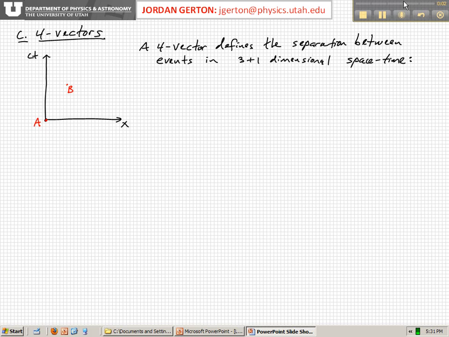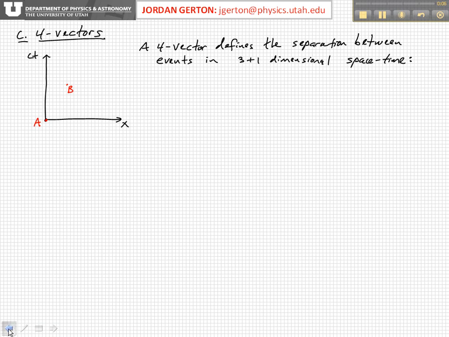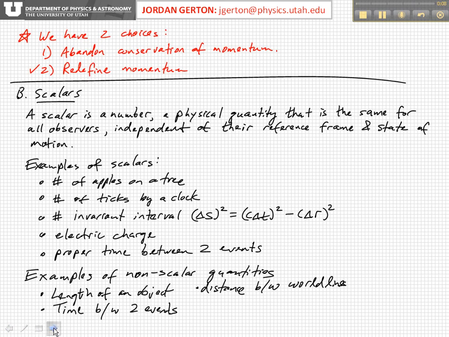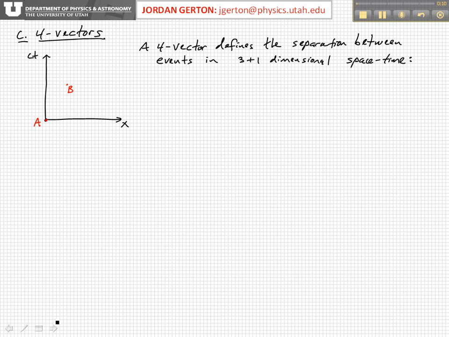Okay, so now a 4-vector. On the previous part of the lecture, we defined scalars. So what's a 4-vector? Well, a 4-vector basically defines the separation between events in space-time, in 3 plus 1 dimensions: 3 spatial, 1 time dimensional space-time.